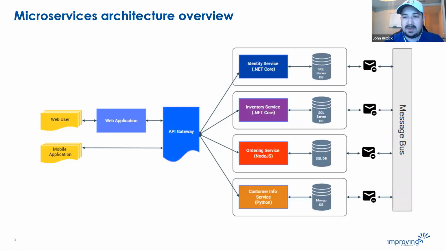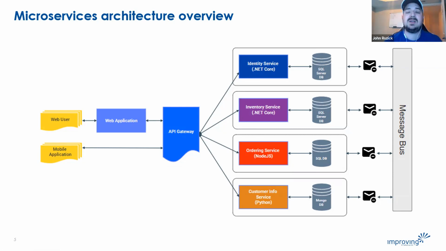A high-level overview of what this usually looks like in a microservice architecture is that your services are completely separate. So your identity service, your inventory service, for example, ordering service, customer info service. And each service ideally has its own database. It owns its own entities and is responsible for its own data. There are a couple of reasons, and we'll talk about that. There are a couple of benefits with this as well.